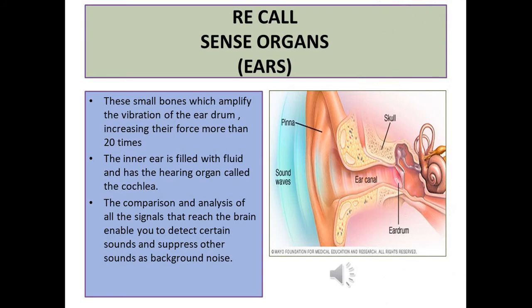The job of these small bones is to amplify the vibration of the eardrum, increasing its force more than 20 times. The inner ear is filled with fluid and has the hearing organ called the cochlea. The comparison and analysis of all the signals that reach the brain enable you to detect certain sounds and suppress other sounds as background noise.